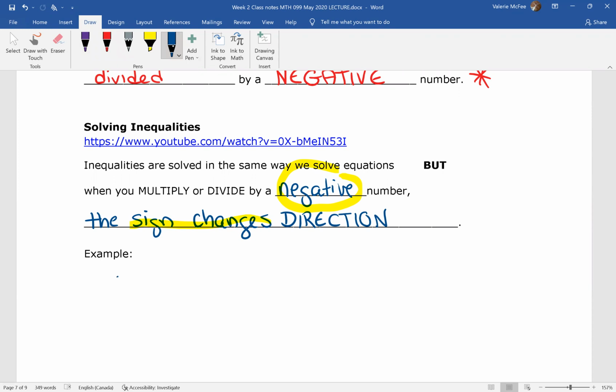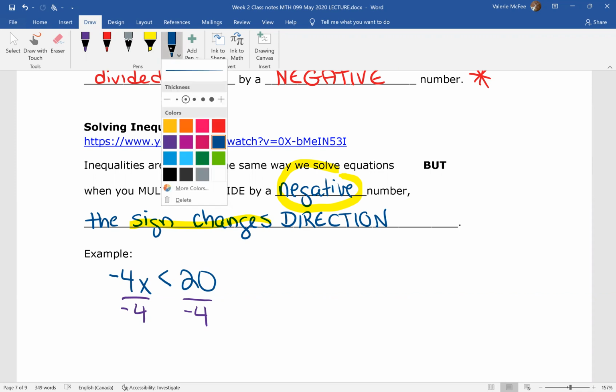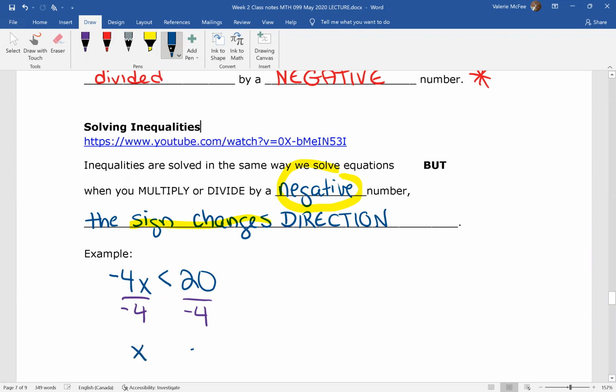So for example, -4x equals 20. Here, we're dividing both sides by -4. Oops, I didn't want to put an equal sign in the middle there. We're solving an inequality. -4x is less than 20. When I divide both sides by -4, the sign has to change direction.